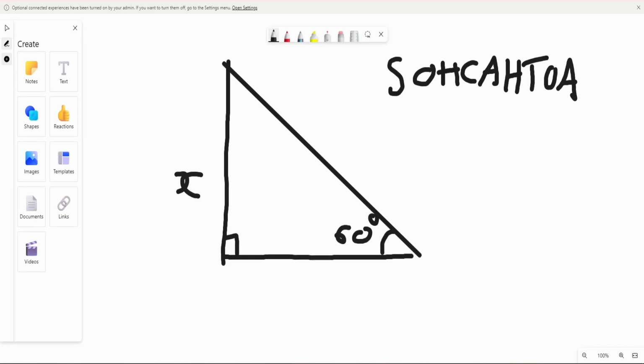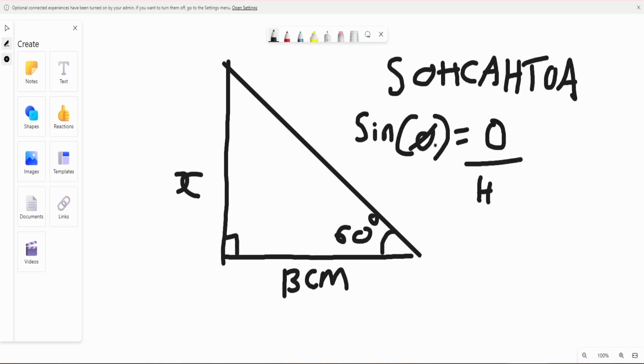Today we will be looking at SOHCAHTOA and how we can utilize it to find side lengths of a right-angled triangle. Firstly, if we look at this, we'll see that we have an angle, we have an unknown opposite, so question mark, and our hypotenuse is also not given to us. Therefore, it means we have too little information to do this.